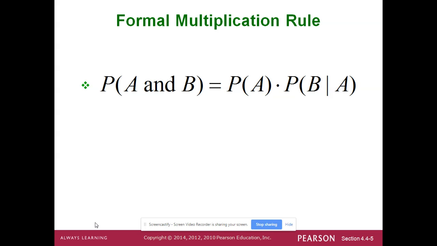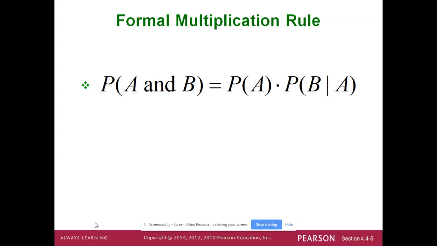The multiplication rule uses that notation. So it's the probability of event A times the probability of event B given A has already happened. Okay, that is the formal multiplication rule. So that is the same rule no matter whether they're independent or dependent events. The rule doesn't change. Okay? Independent or dependent, the rule doesn't change.